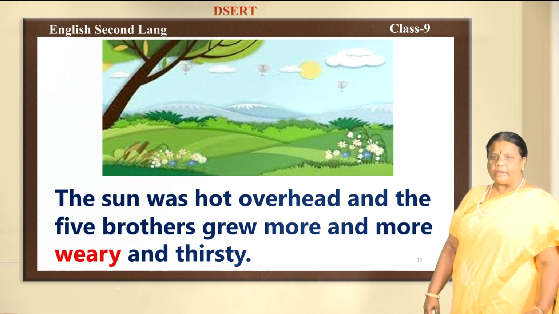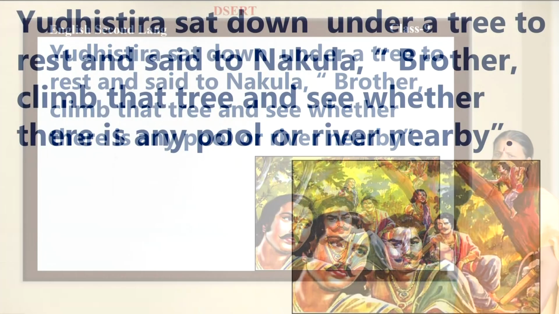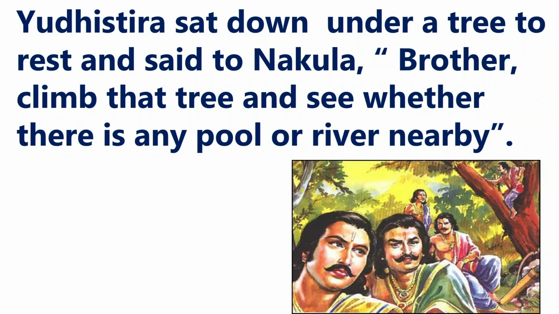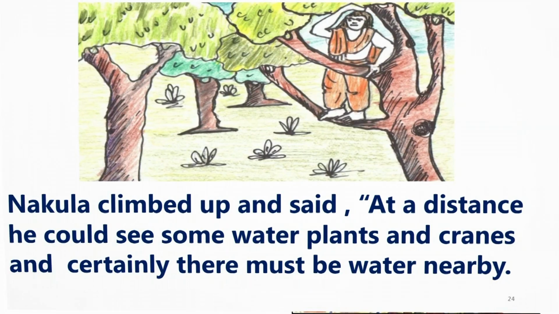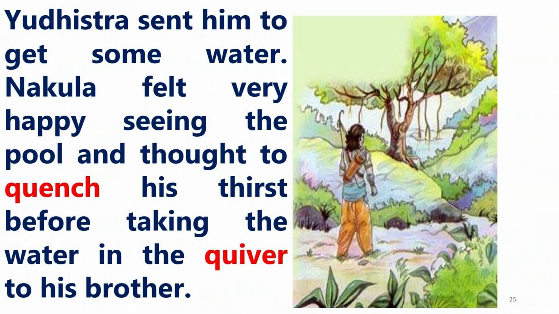The sun was hot over it and the 5 brothers grew more and more weary and thirsty. Yudhishthira sat down under a tree to rest and said to Nakula, "Brother, climb the tree and see whether there is any pool or river nearby." Nakula climbed up and said that at a distance he could see some water plants and cranes, and certainly there must be water nearby. Yudhishthira sent him to get some water.